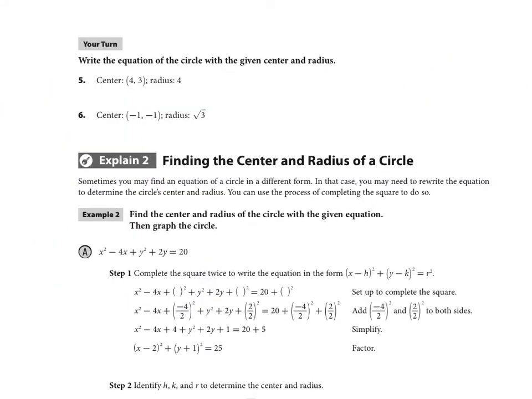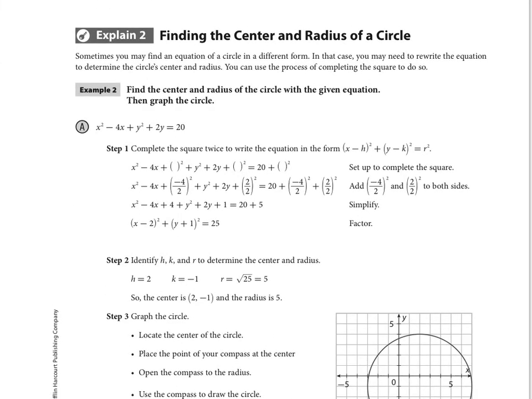On page 891, we are looking at Explain 2, where we are taking the equation of a circle and moving backwards to find the center and the radius. As you know, in the previous video, we just kind of handed you the center and the radius, and you were coming up with the equation using Pythagorean theorem. In Explain 2, we're going backwards from the equation to the center and the radius, which means we need to pull out h and k from this equation.